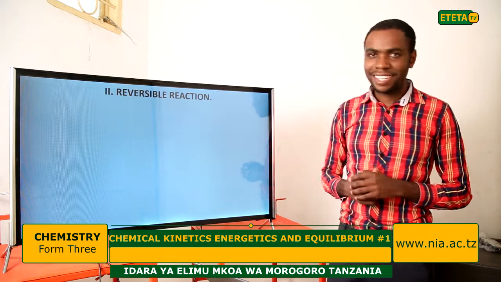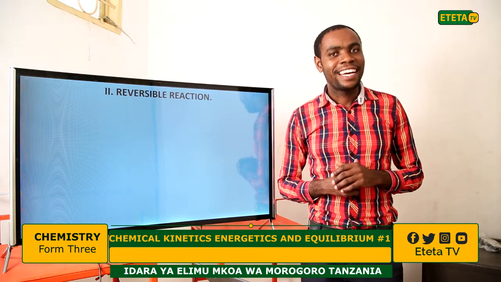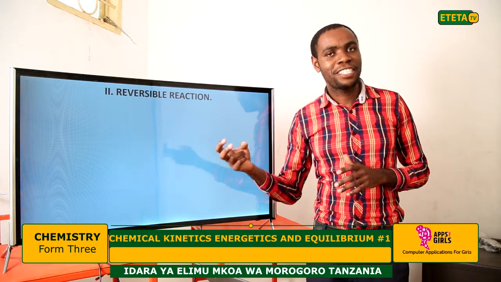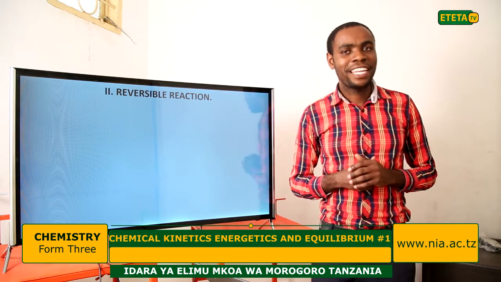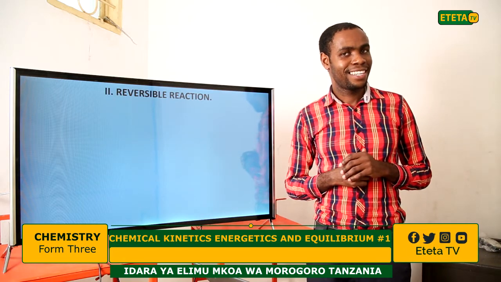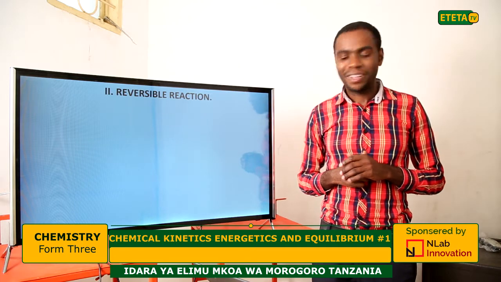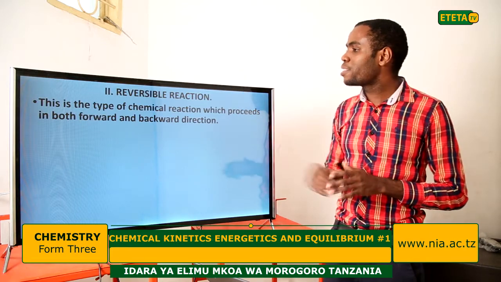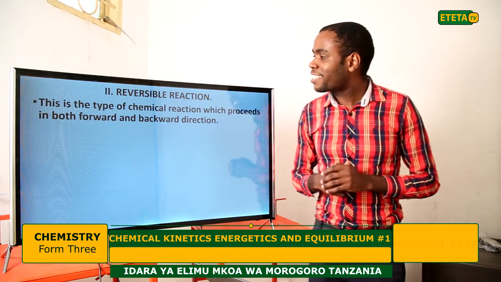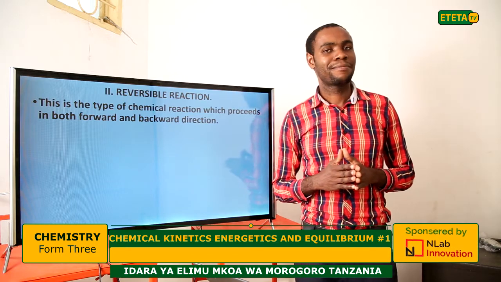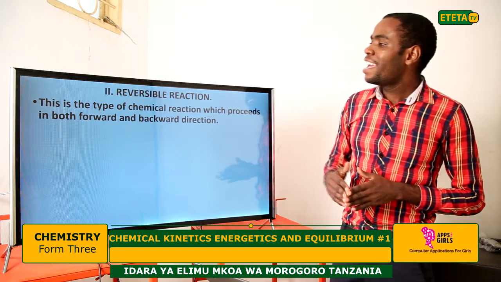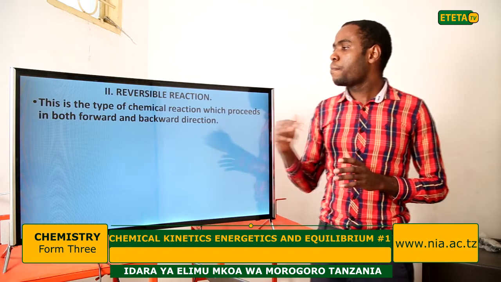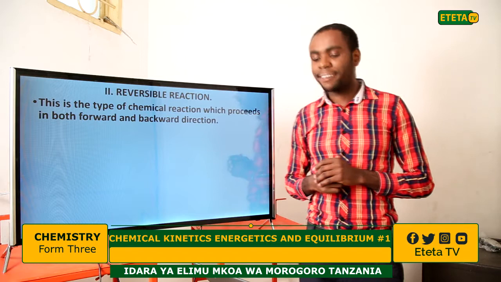Now, reversible reaction. Students, can you define reversible reaction? From the knowledge which you have obtained from irreversible reaction, now can you try to define a reversible reaction? Okay, reversible reaction can be defined as the type of chemical reaction which proceeds in both the forward and the backward direction. I'm repeating again. Reversible reaction is the type of chemical reaction which proceeds in both forward and backward direction.